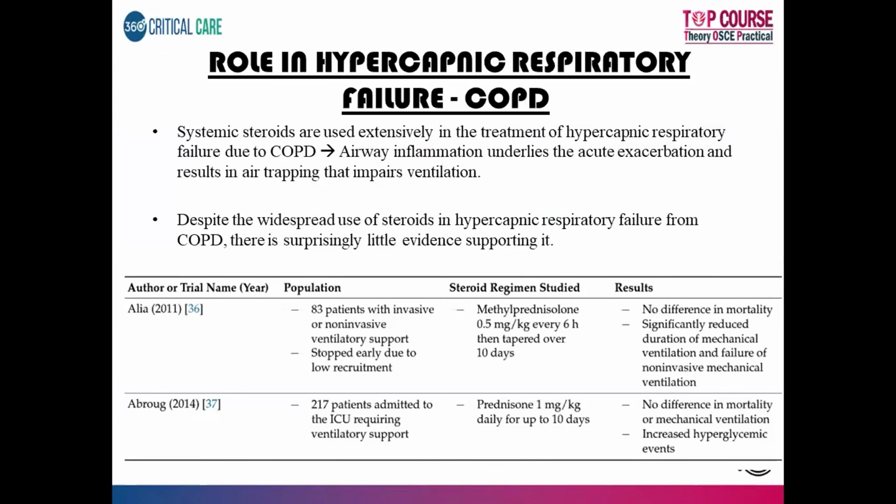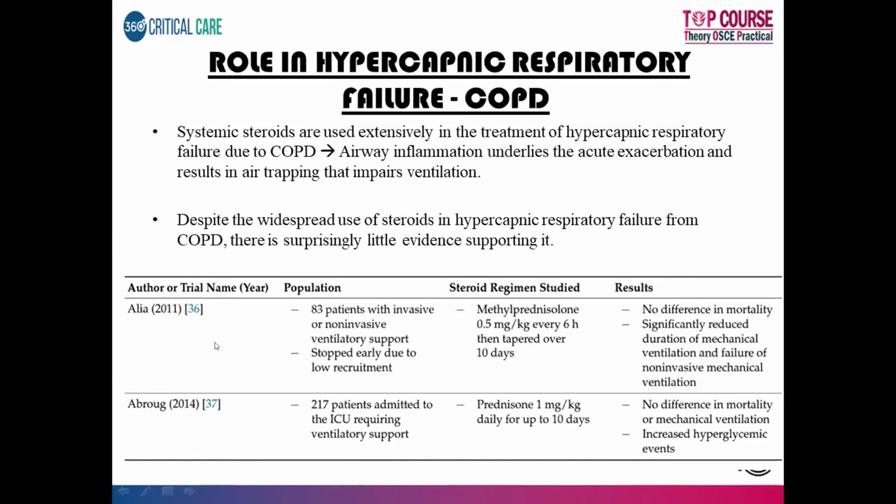Now we'll come to the role of steroids in hypercapnic respiratory failure, that is COPD. So we know that in COPD patients, a lot of steroids have been used, right? Systemic steroids are used extensively in the treatment of hypercapnic respiratory failure due to COPD because airway inflammation underlies the acute exacerbation and results in air trapping, which impairs ventilation. But despite this widespread use of steroids, there is very little evidence to support this use in COPD patients.